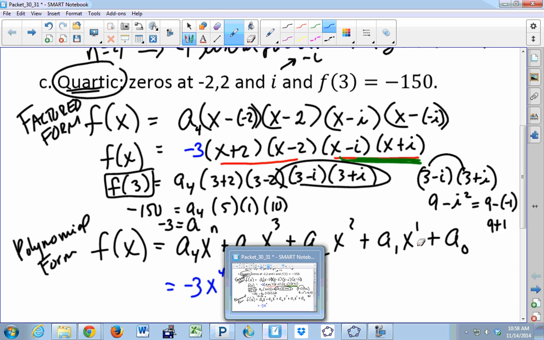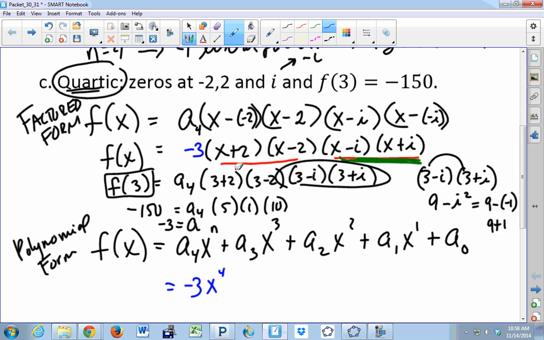So to get the rest of this, you multiply all this out. You have x squared minus 4 times x squared plus 1. You multiply that out and then multiply every single thing by negative 3, and you'll get your polynomial. The answers are on the back, so you can check it. Okay, that's just an exercise in multiplication using FOIL.